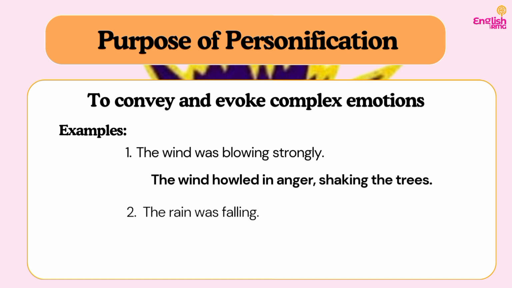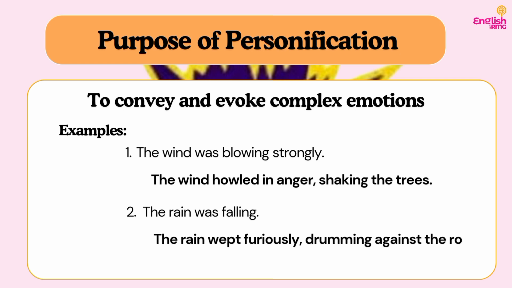So, another thing is you can say the rain was falling, or the rain was heavy, or there was a downpour this morning. That would be just an informative statement. But when you say the rain wept furiously, drumming against the roof, you would be able to communicate the feelings that, oh, while maybe you're even in the room, you could feel how heavy the rain is because you could perceive the raindrops on your roof. Do you understand? And when you say wept furiously, you are communicating how heavy the rain was. Do you understand?